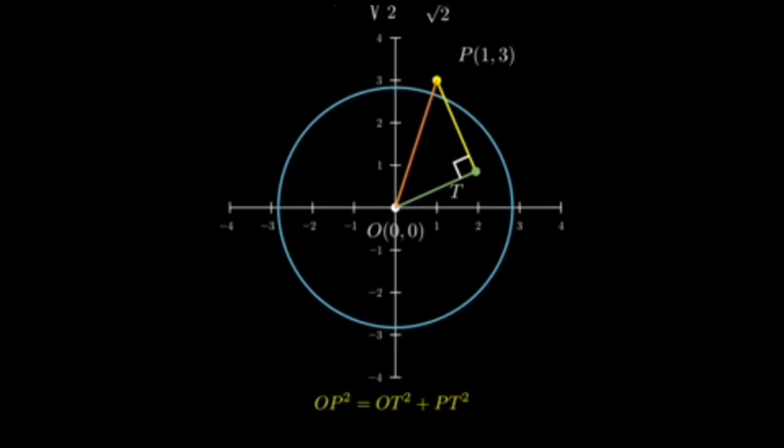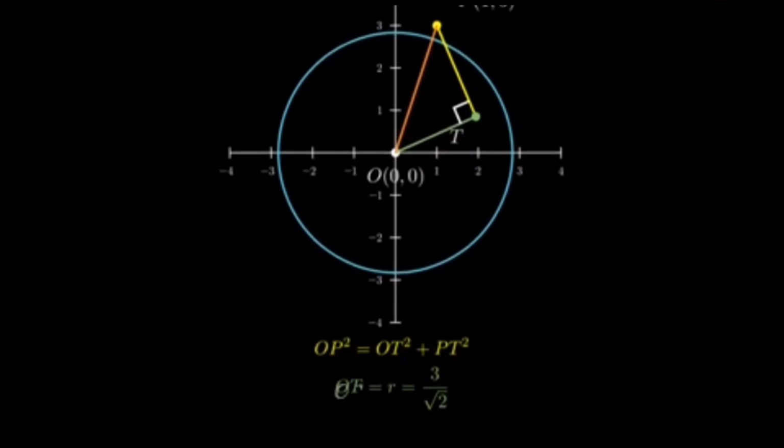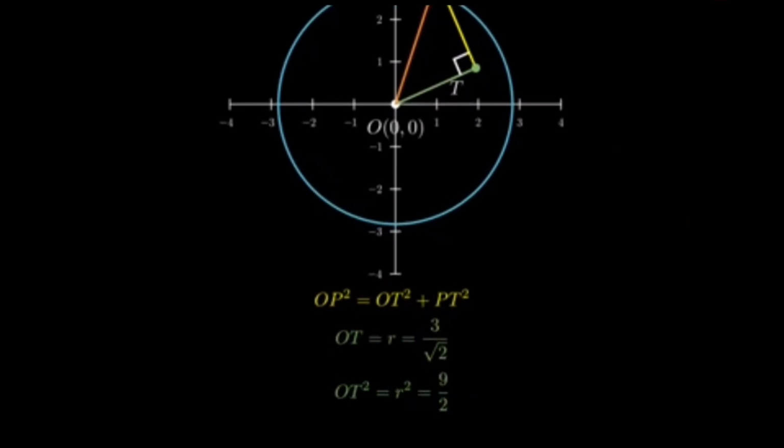We can use the Pythagorean theorem, which states that the square of the hypotenuse is equal to the sum of the squares of the other two sides. In our triangle, this means OP squared equals OT squared plus PT squared. Let's calculate the lengths needed. We already found the radius OT, which is 3 over the square root of 2. Its square, OT squared, is 9 halves.